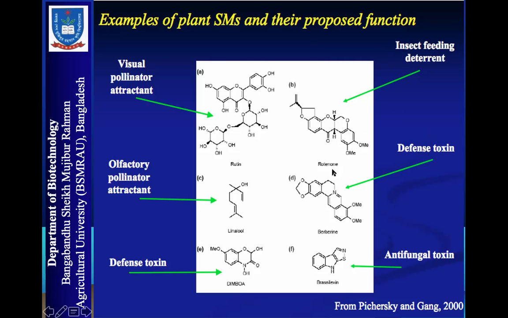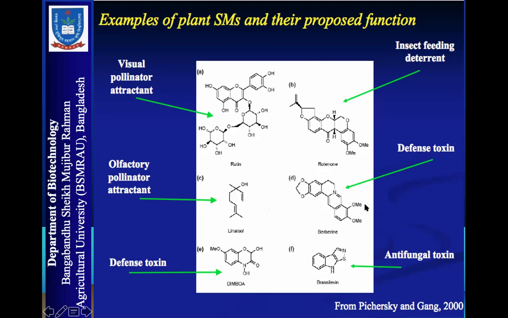Another interesting compound is rotenone. Rotenone is a powerful anti-feedant compound, that means an insect feeding deterrent. And this rotenone has already been used in the practical field as fish poison. Other compounds like linalool, an olfactory pollinator attractant, a very simple compound.